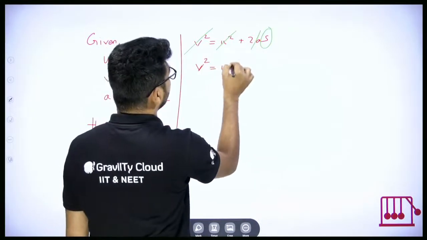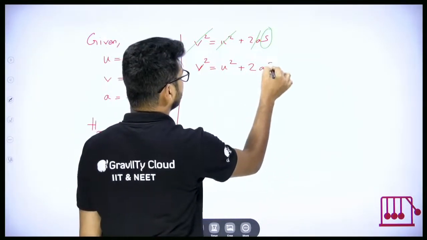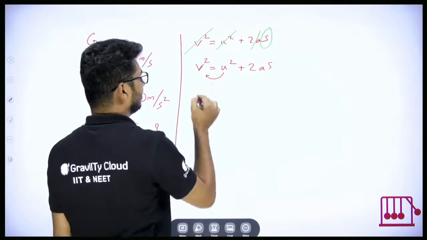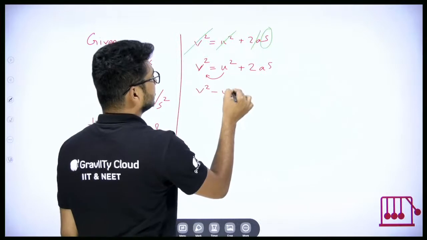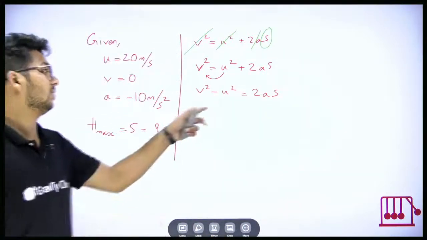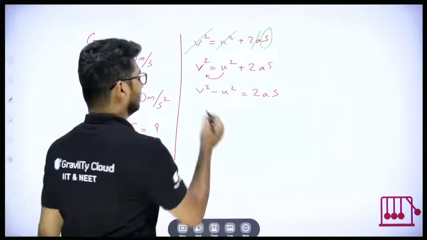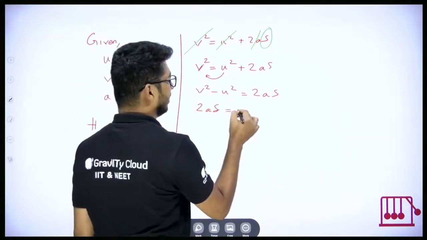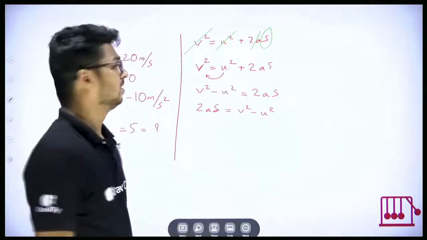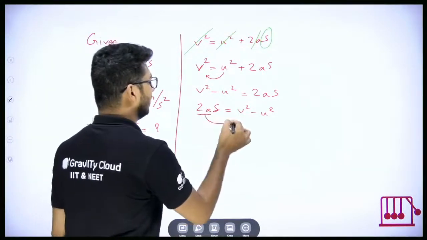This v square is equal to u square plus 2as. I'll just rearrange it now itself. If I take u square to this side, it becomes v square minus u square is equal to 2as. Just rearrange: 2as is equal to v square minus u square, interchange. Then I need s, so I'll take 2a to that side.